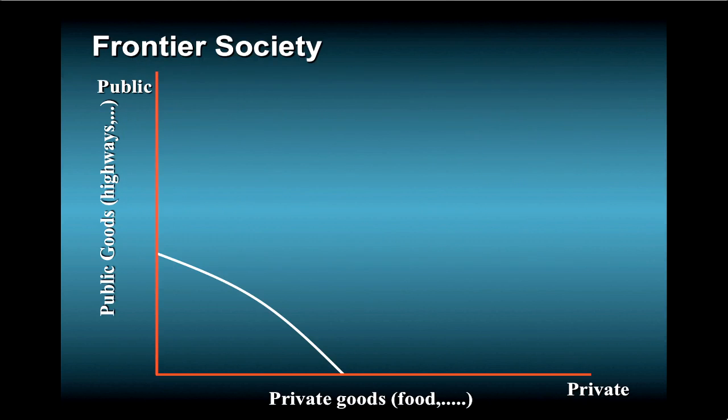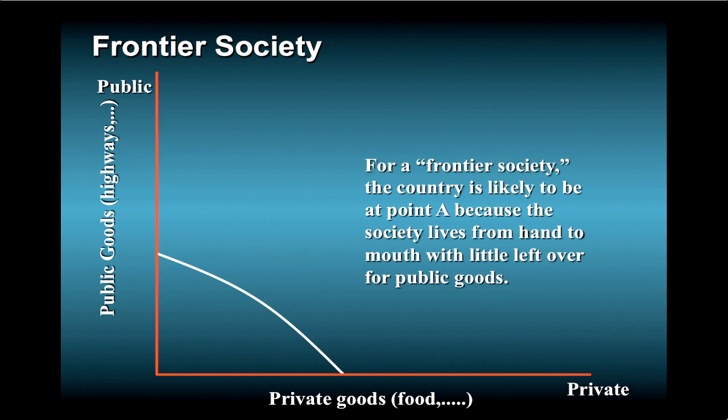Now let's put the PPF to work to illustrate some other important ideas. Take a look at this figure. Voters can choose between private goods like autos and houses, bought at a price, and public goods like roads and bridges, paid for by taxes. For a frontier society, like that which is depicted in the figure, the country is likely to be at point A, because the society lives from hand to mouth with little left over for public goods like superhighways or public health.